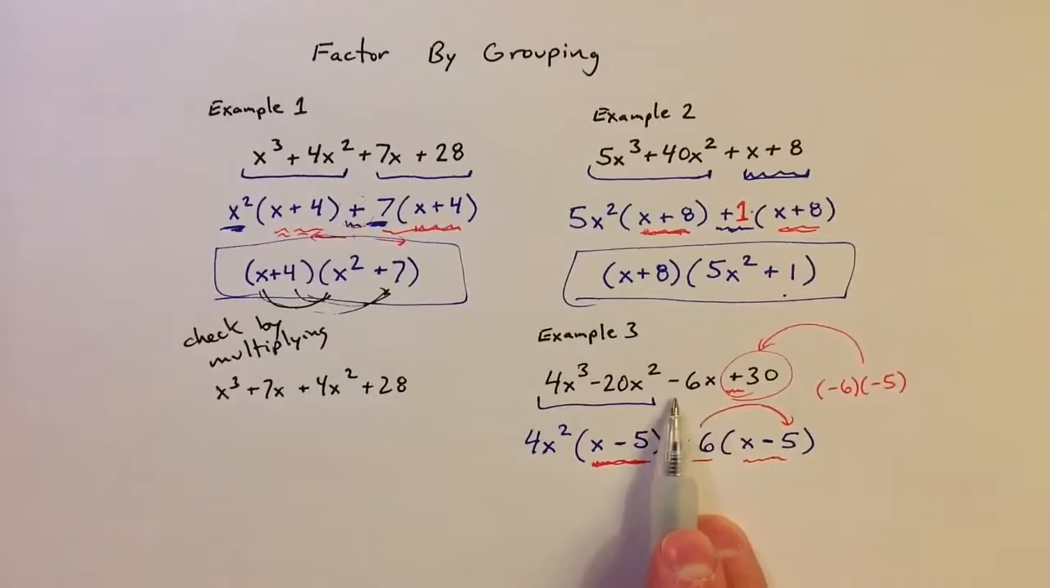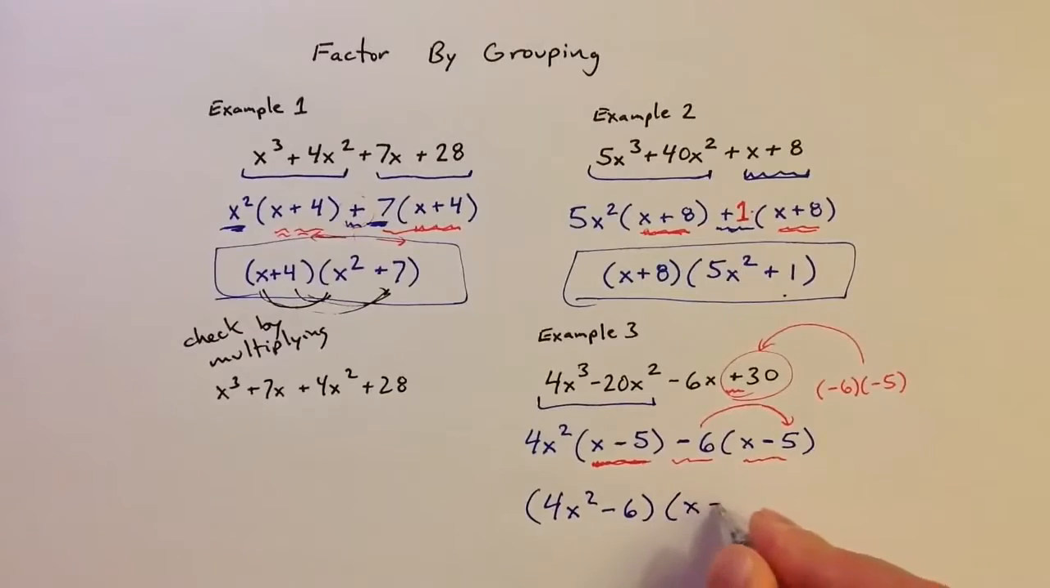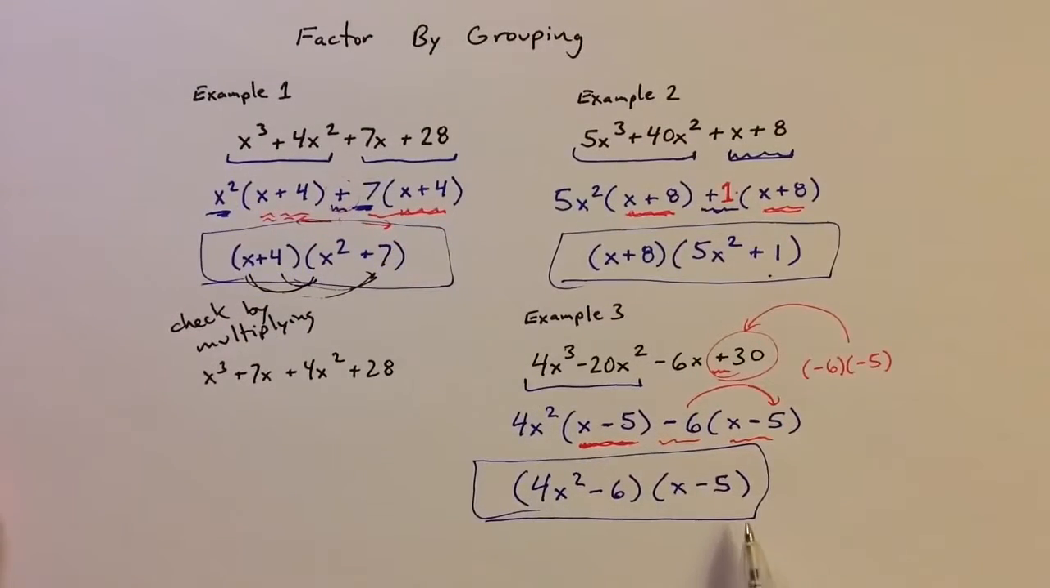So factoring out negative 6 from the x gives me just negative 6 times x. Factoring out negative 6 from a positive 30 leaves behind a negative 5. And so we end up with 4x squared minus 6 times x minus 5. So this is our final factored expression.